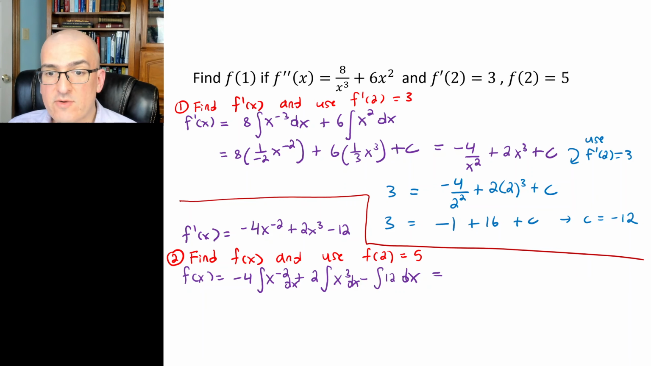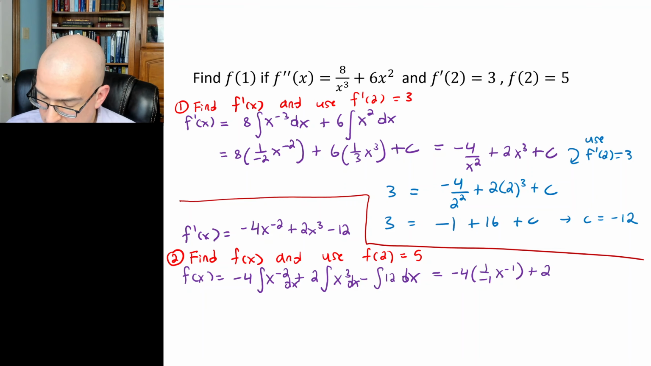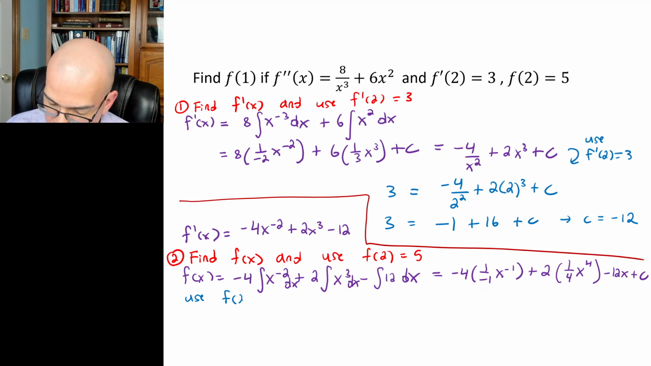So we use the anti-power rule for each piece. We're going to have minus 4 times 1 over negative 1, x to the negative 1, plus 2 times 1 over 4, x to the 4, minus 12x plus c. Now we'll use information. We'll use f of 2 is equal to 5.